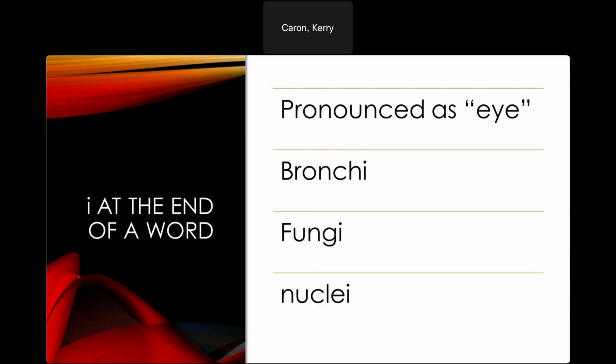When I is at the end of the word, the terminal I, we pronounce it like eye. So bronchi, fungi, nuclei are pronounced with an I sound.